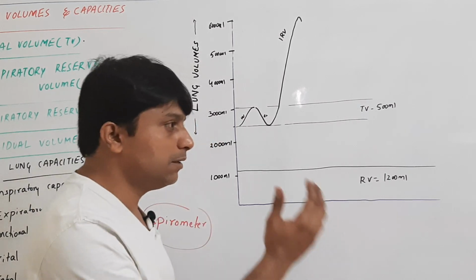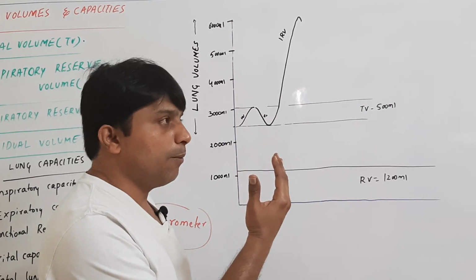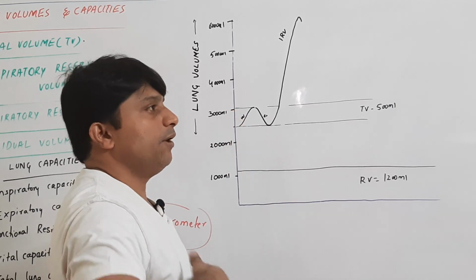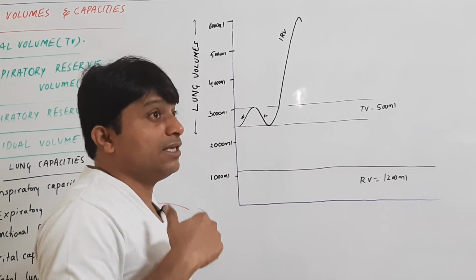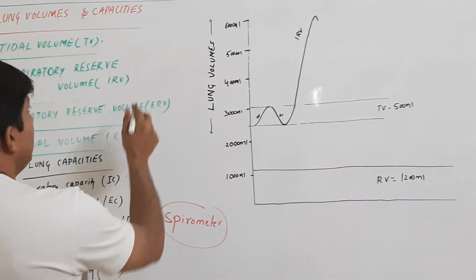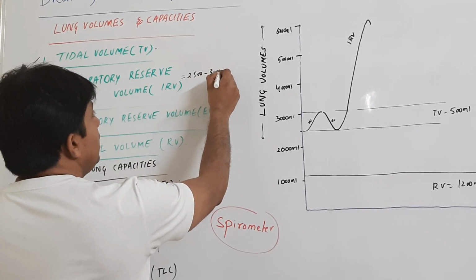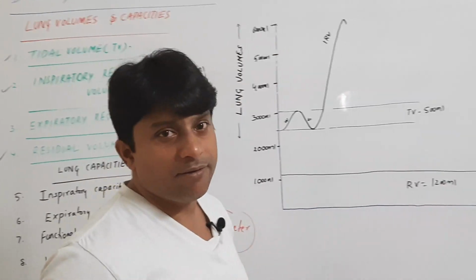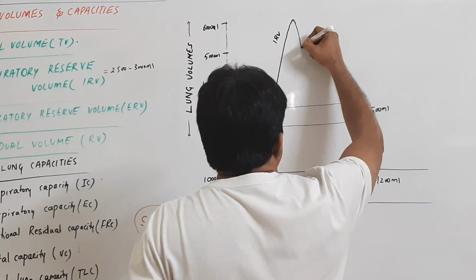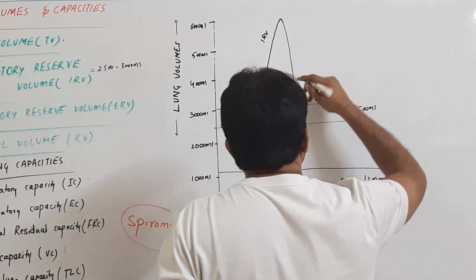Look, this is your normal breathing. This is the normal volume of the air that is inspired, which is called your tidal volume. If you are inspiring more, this is something reserved. So it's called inspiratory reserve volume, and this inspiratory reserve volume is 2500 to 3000 milliliter. Fine. So after the inspiratory reserve volume, all the volume of the air that is inspired is taken in.